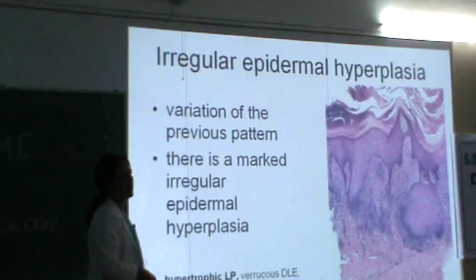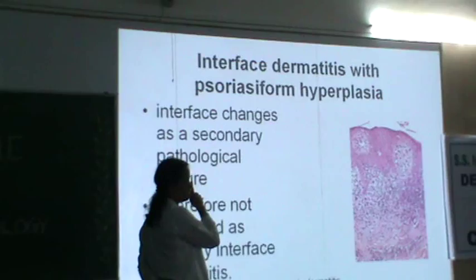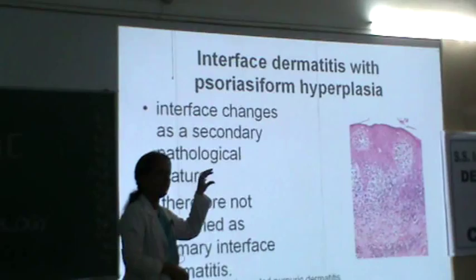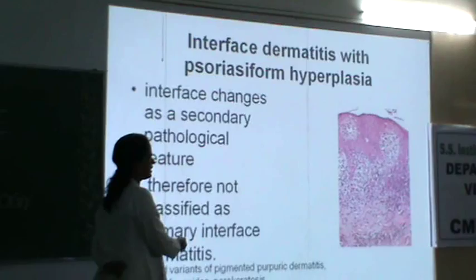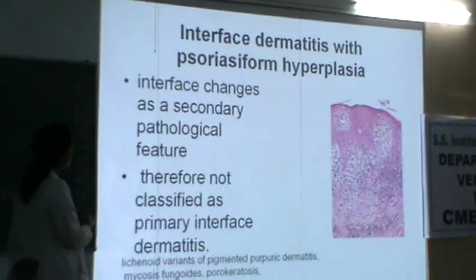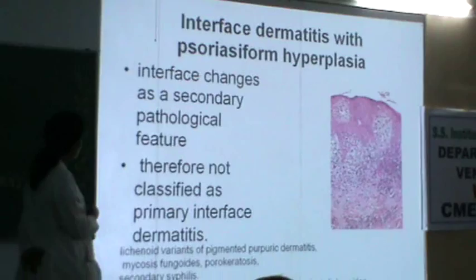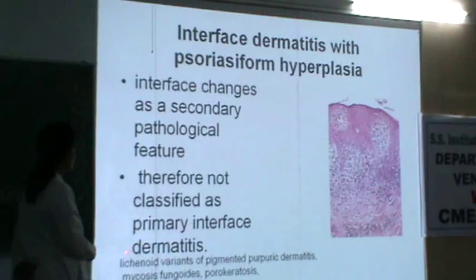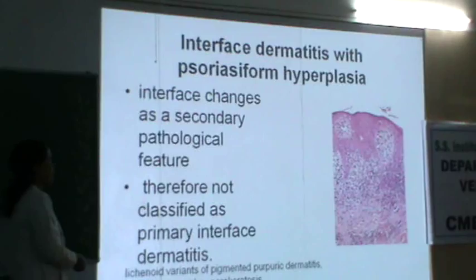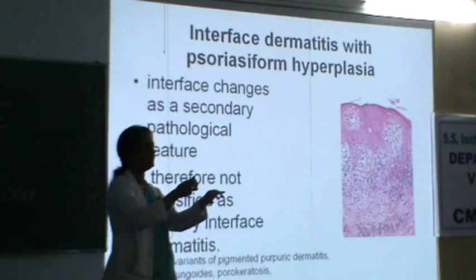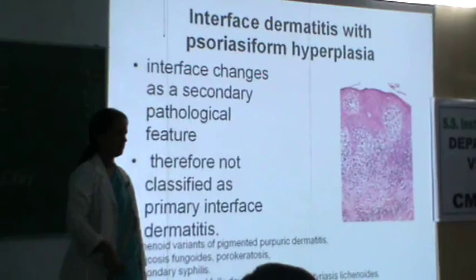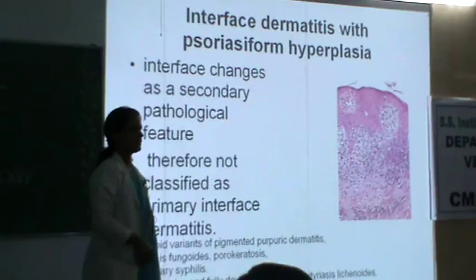The interface dermatitis and psoriasiform hyperplasia, I put the same picture right here. It's not a really regular psoriasiform hyperplasia where the rete pegs are elongated. There is lengthening of the papillary dermis. This is slightly irregular, but elongated rete pegs give rise to the psoriasiform appearance. So this is interface change as a secondary pathological picture with psoriasiform hyperplasia. Lichenoid variants of pigmented purpuric dermatitis and mycosis fungoides are examples. When we talk of acanthosis, we say whether the epithelium is growing exophytic, giving rise to a lesion visible on the superficial skin, or is it growing deeper? Is it the apex or the superficial area of the epidermis which is growing?